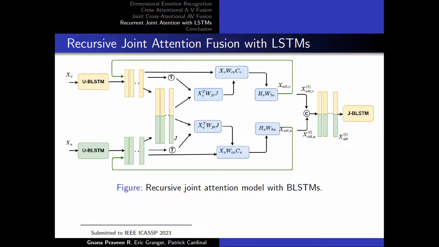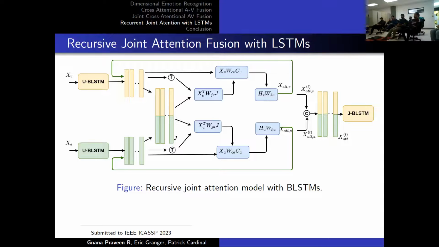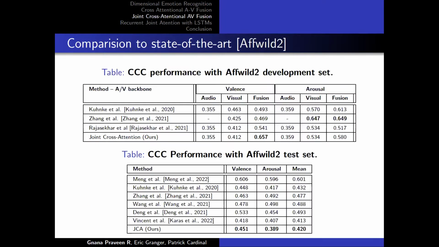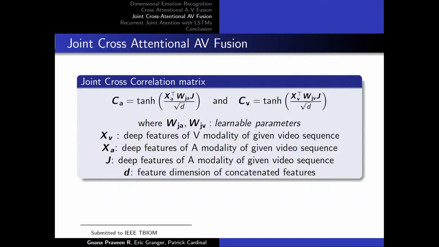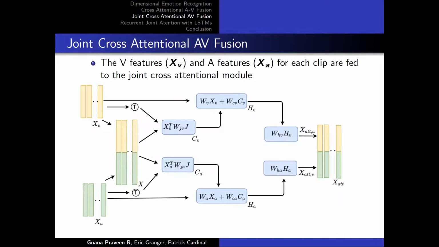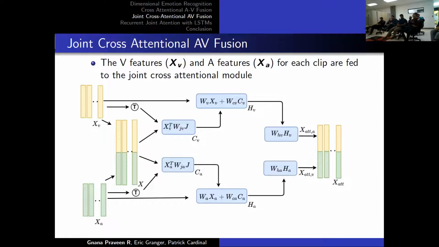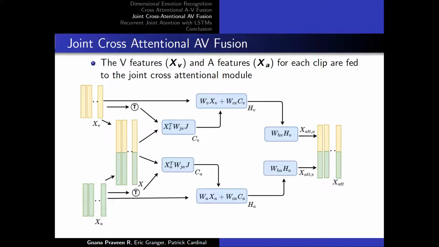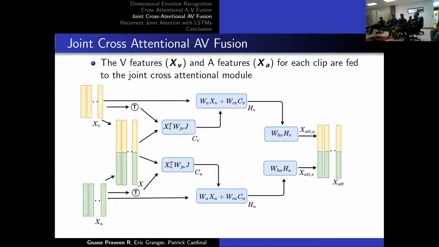And the last question I have: could you explain more about the J variable in the first model? I think you have the slides for explaining the J variable. Yeah. So J is basically a joint representation.